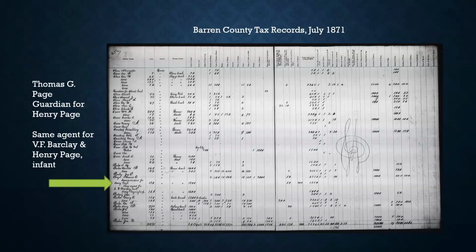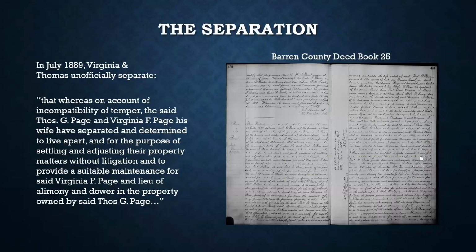The tax records from 1871 show that Thomas was not only the guardian for his son, but before he married Virginia, he was kind of acting as an agent for Virginia. So he was already acting for Virginia on legal issues anyway, so that may have been why they got married. If he's doing that anyway, might as well get married. It doesn't last very long, though.